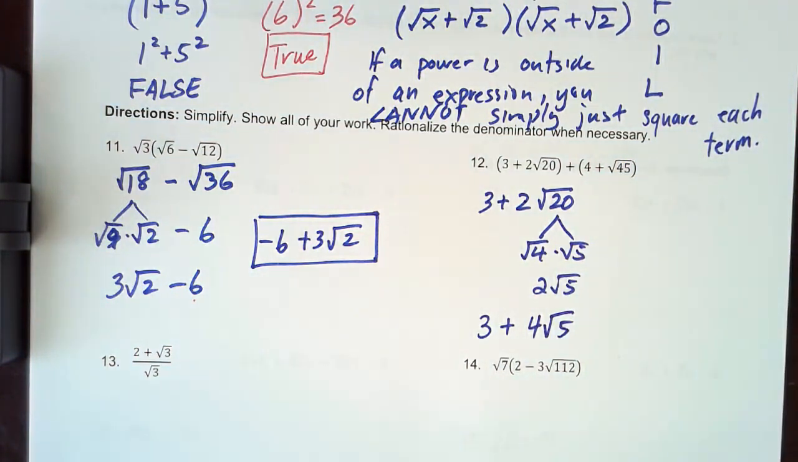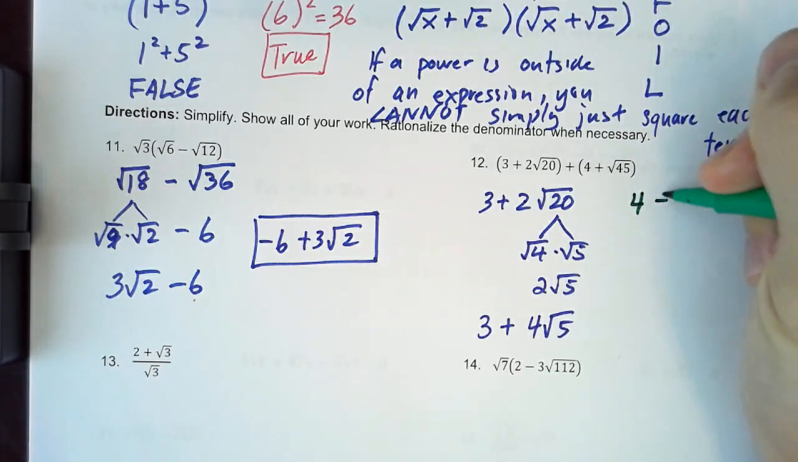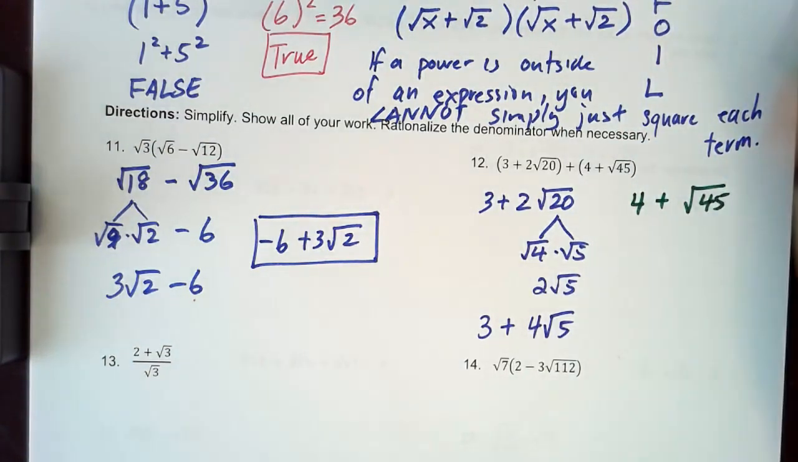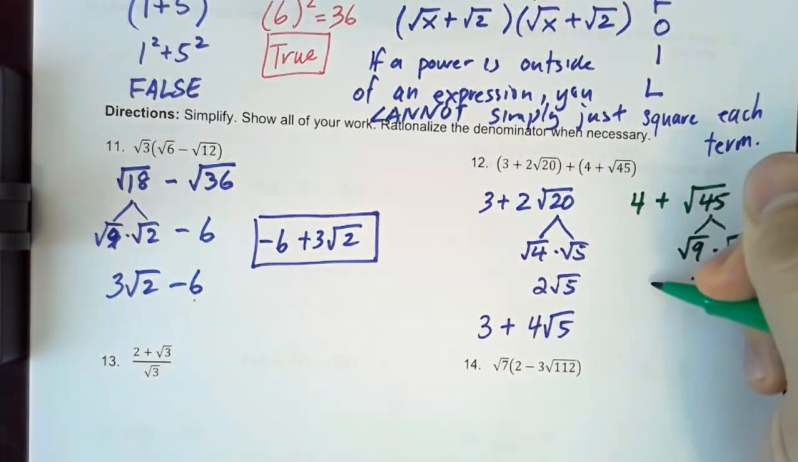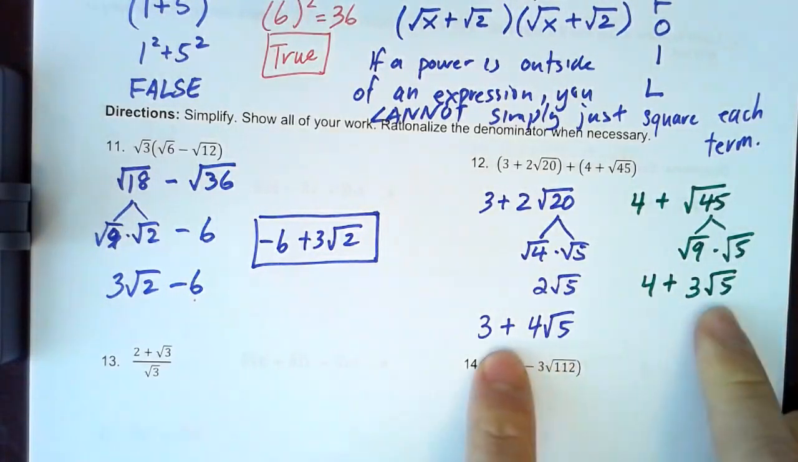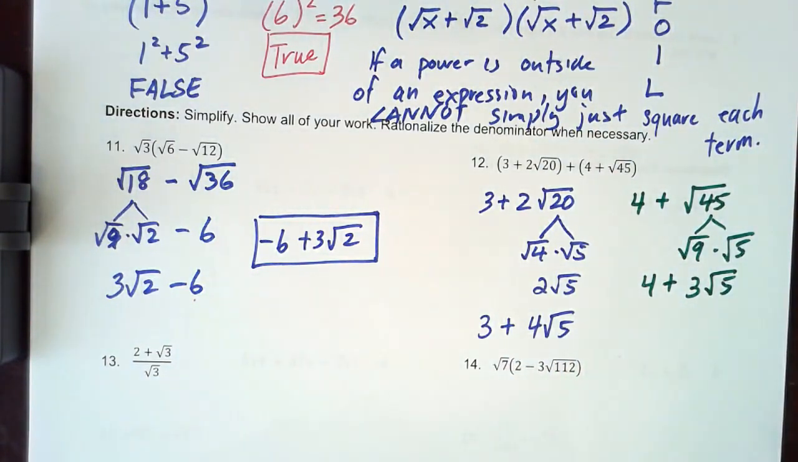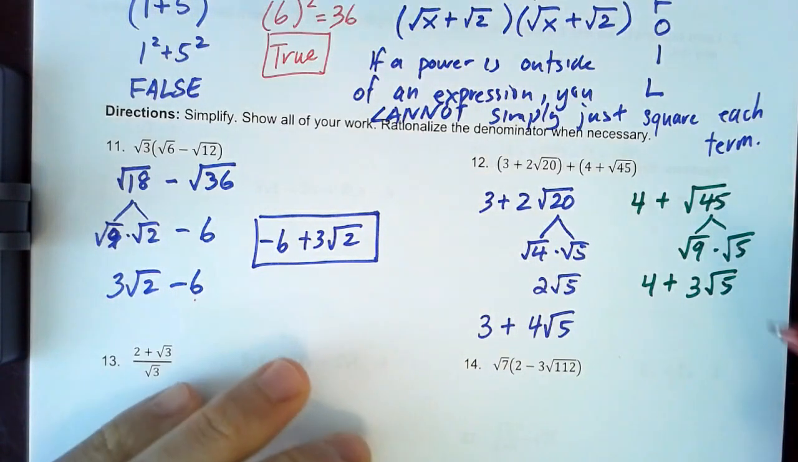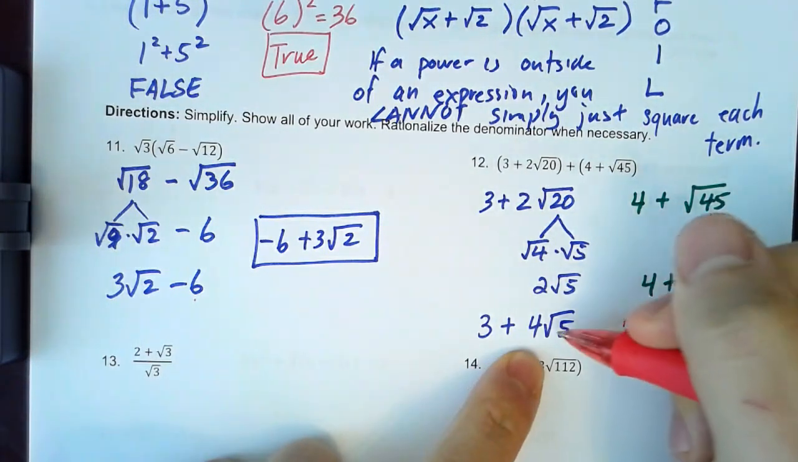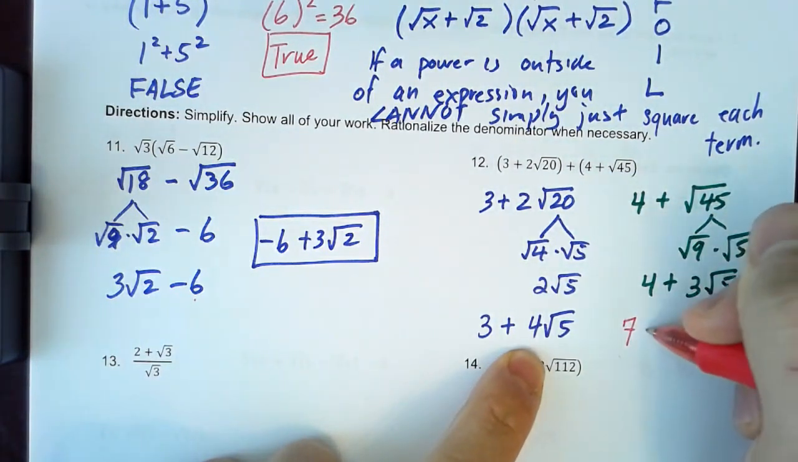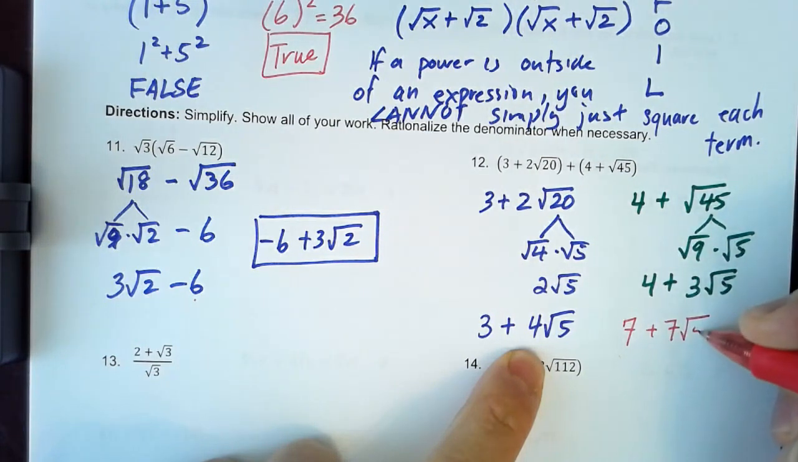That's the left side. And then on the right side, I'm going to go ahead and do 4 plus the square root of 45. And I end up with the square root of 9 times the square root of 5, which is 3 root 5. Okay, so now we just have to combine all of this. And actually, that's not a bad pair of things to combine. We know that 3 plus 4 gives us a grand total of 7. And then 4 root 5 plus 3 root 5 is going to give us 7 root 5.